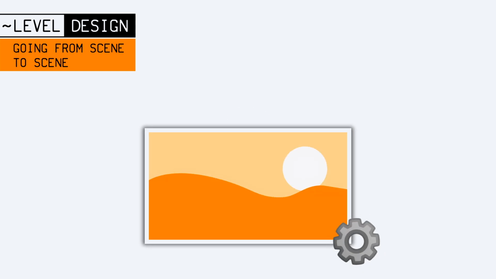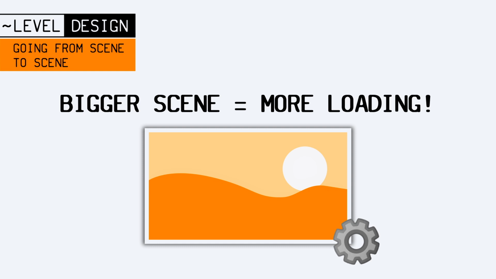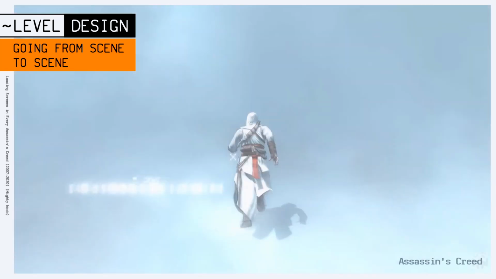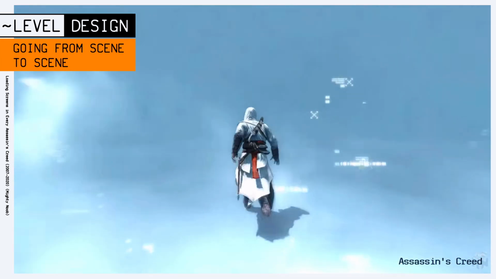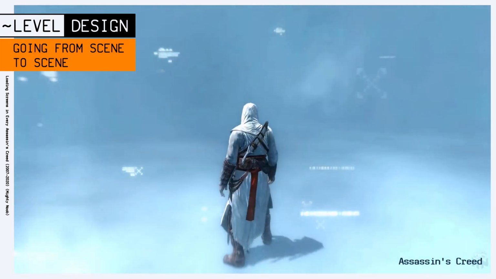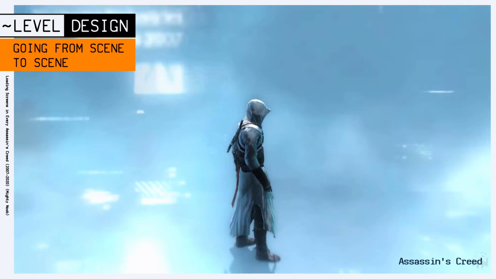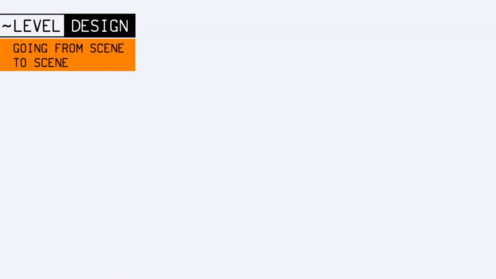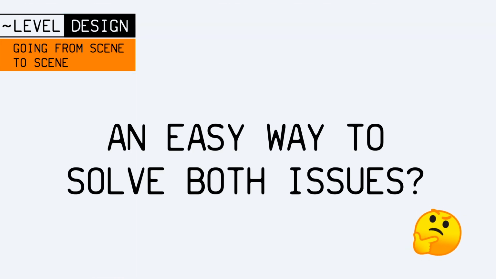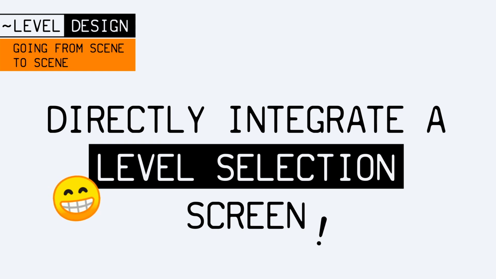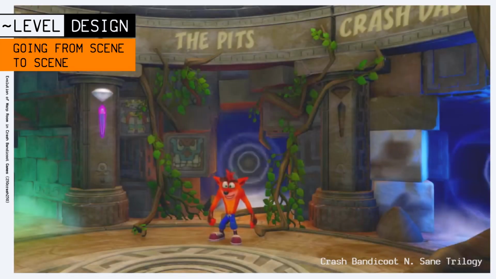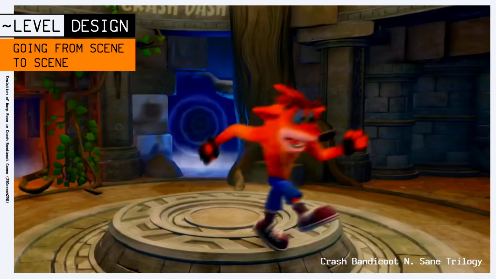So scenes have to be loaded up, and the larger or the more complex the level, the longer it will be to load. This means that you have to take this into account and consider this crucial technology pain point when crafting your scene-to-scene player experience. Now, a good way to take care of both those things is to simply integrate a level selection screen, or hub-like menus such as the one in Crash Bandicoot.